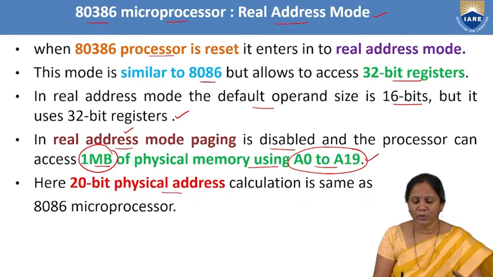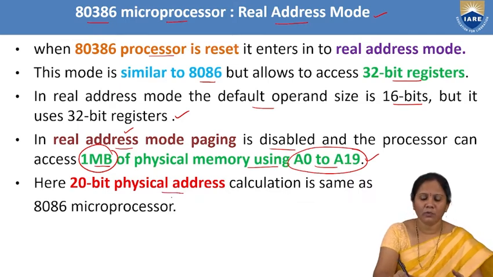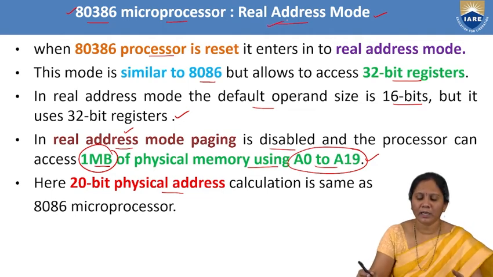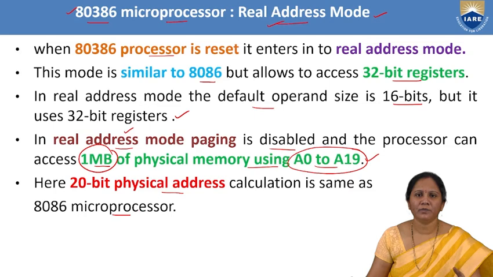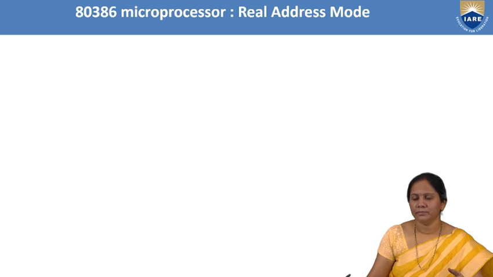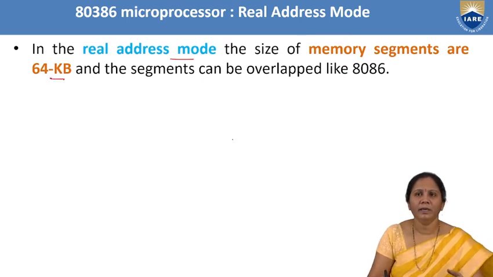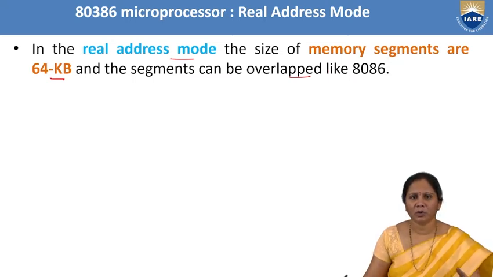And how to calculate the physical address for this 80386 microprocessor when it is operating in the real address mode? The physical address calculation will be the same as how we calculated the physical address for 8086 microprocessor. Now, in the real address mode, the size of memory segments will be 64 KB and the segments can be overlapped like 8086 microprocessor. We will discuss the segmentation concept also.